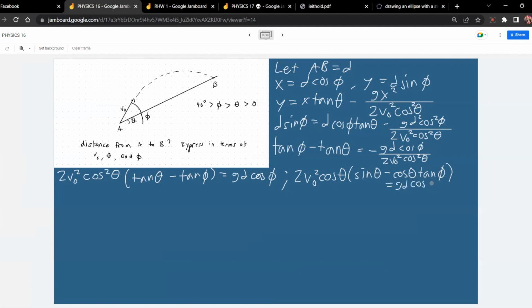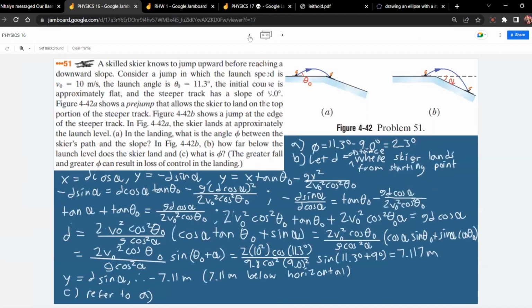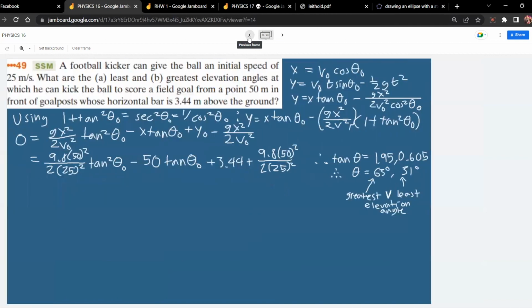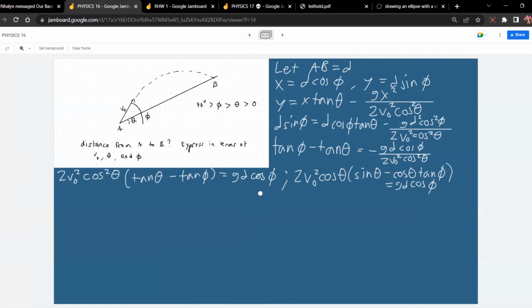So tangent phi is sine phi over cosine phi. Teka. 2v naught square is equal to GD cosine phi.